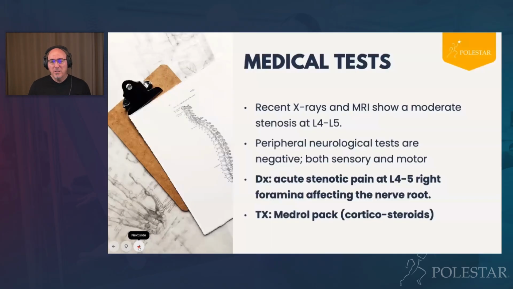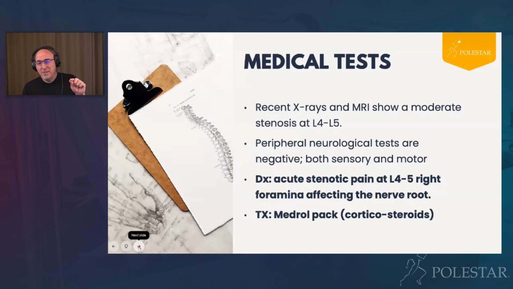So in her objective tests, this is what the doctor sent to me. She had x-rays and an MRI that showed a moderate stenosis at L4-L5, worse on the right. The peripheral neurological tests are all negative, both sensory and motor, so there was no nerve damage. So again, if you're just thinking in your mind, where is the pressure? Is the pressure on the epineurium, on the sheath outside the nerve, or is it on the nerve? And the answer would be on the sheath, right? There's something encroaching on the sheath, or the sheath could be inflamed into the bony structures around it. It could be either way.